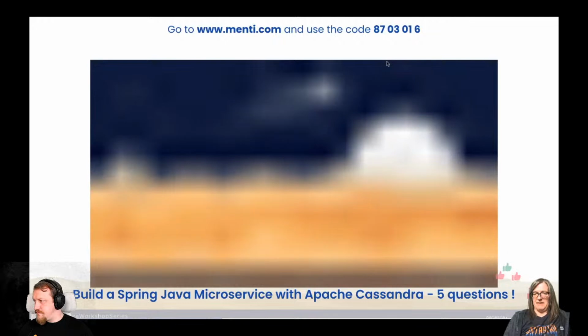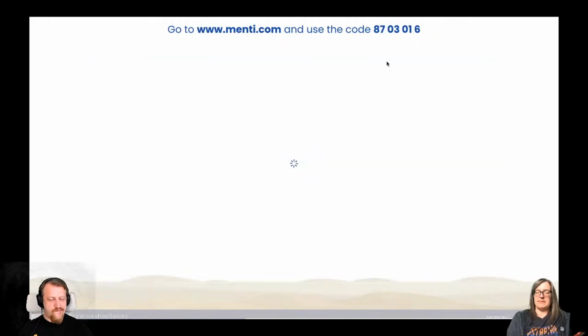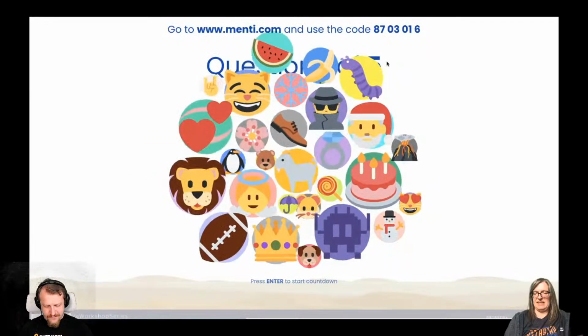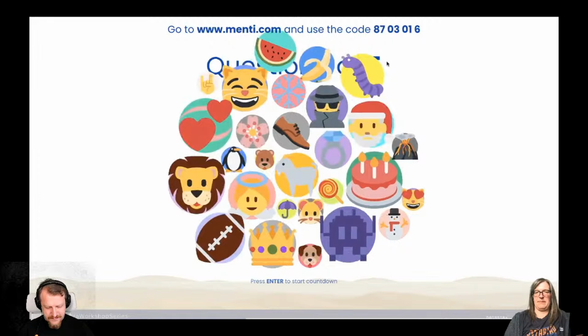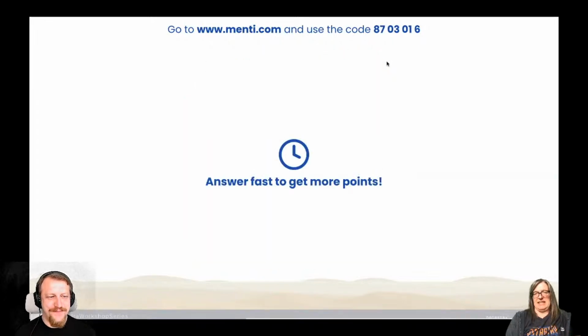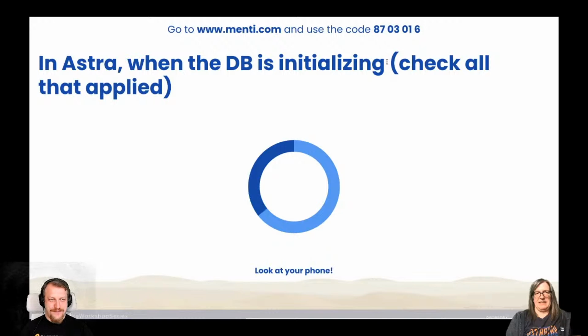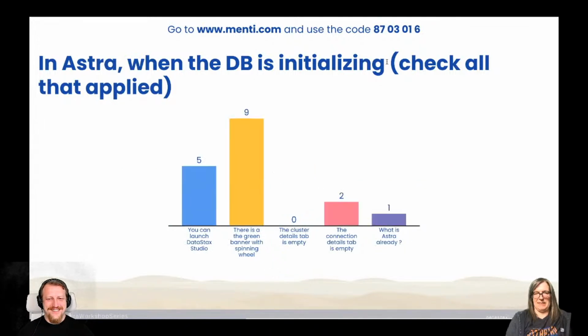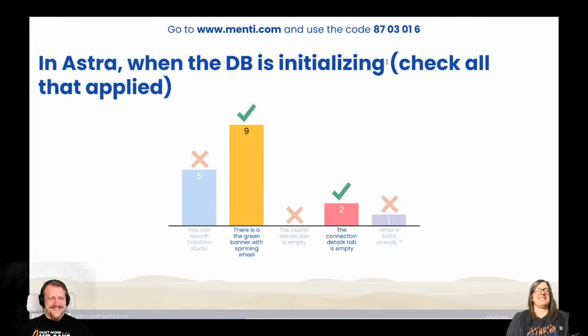Okay, so 5 questions. Answer fast to get more points. Think fastest fingers. So when the DB is initializing, what do you see? Check all that apply. You can launch DataStax Studio. There's the green banner with a spinning wheel. The cluster details tab is empty. The connection details tab is empty. What is Astra already? Okay, that was a little bit of a difficult question.